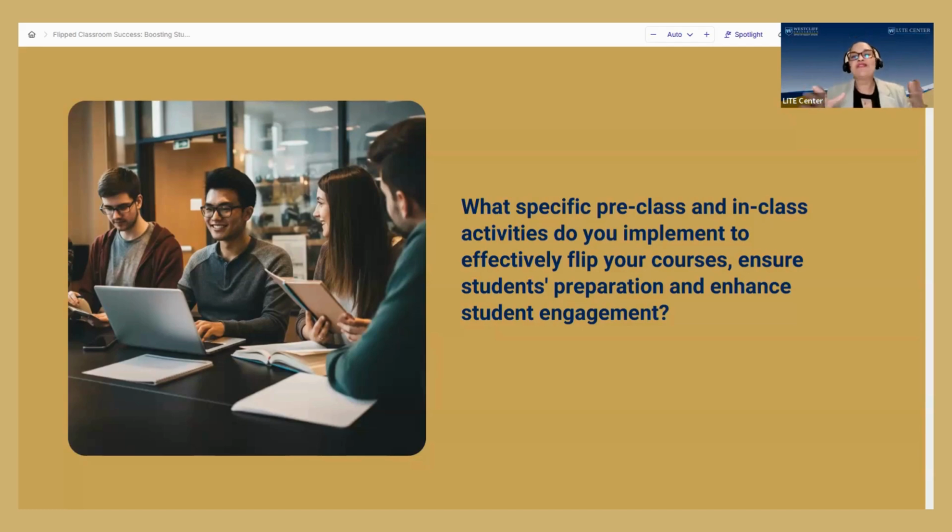We know that there is no one size fits all approach, but several strategies can help ensure students are prepared. So this time, let's use again the chat box. What strategies have worked for you in ensuring students complete pre-class readings and activities? So what specific pre-class and in-class activities do you implement effectively to flip your classroom, ensuring that students are ready and can get engaged in engaging conversations in your class?